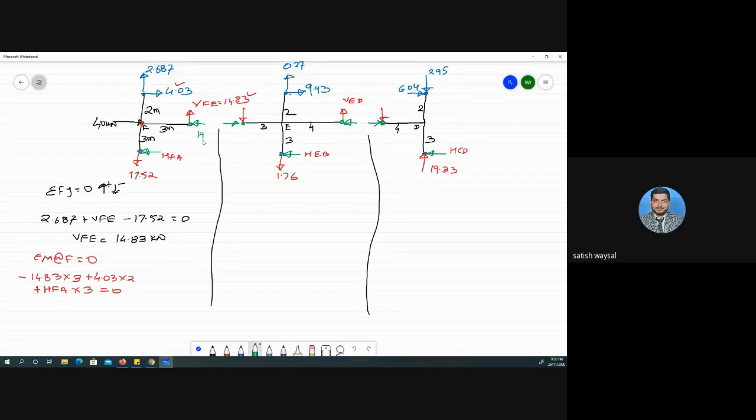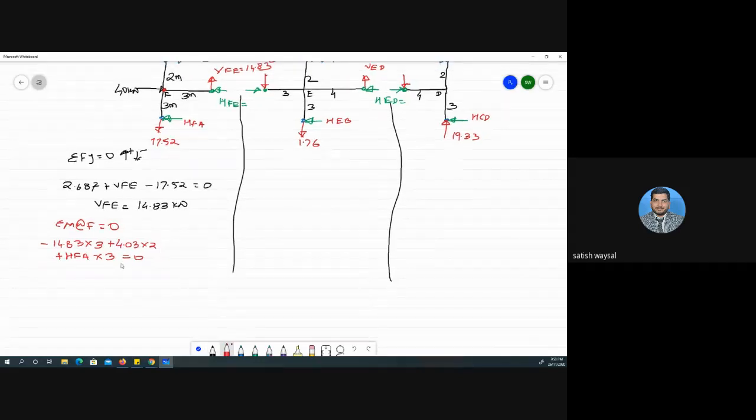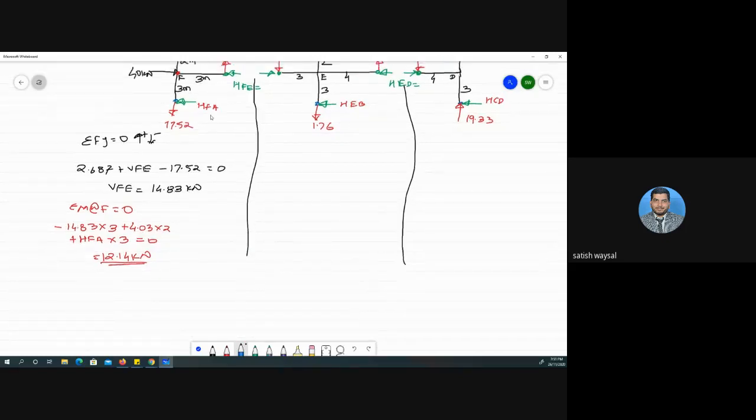Here HFE is equal to, and HED is equal to 12.14. Very good. 12.14 kilonewton. Then this is 12.14.